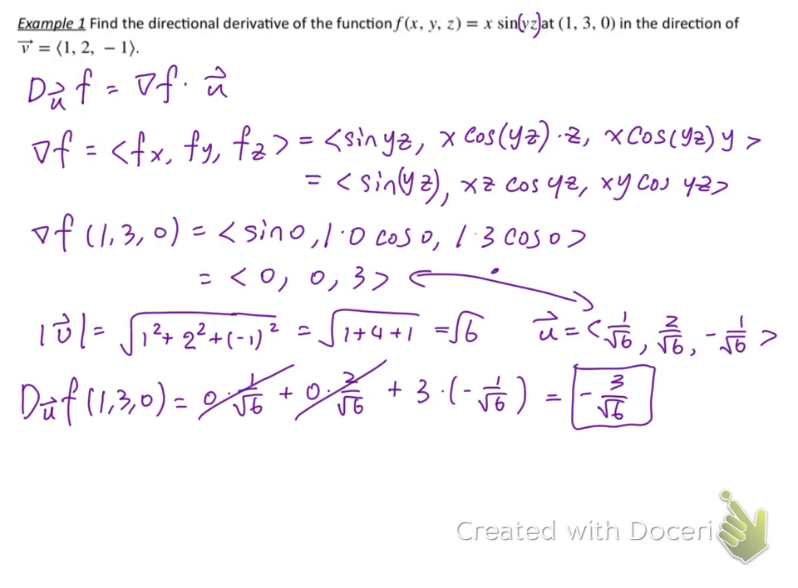What does it mean? When your x, y, and z are at x equals 1, y equals 3, z equals 0, if you add a little bit to x, y, z with the proportion 1 to 2 to negative 1 on top of your original value (1, 3, 0), and look at the output, the rate of change is negative 3 over radical 6.